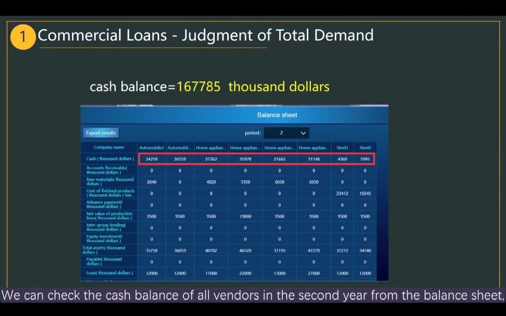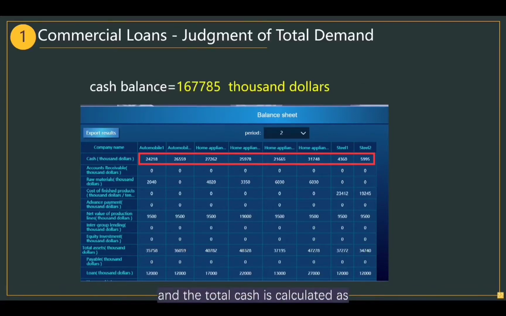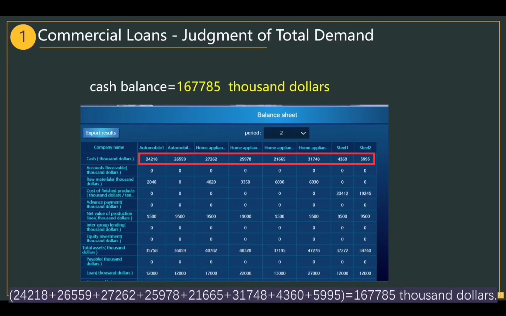We can check the cash balance of all vendors in the second year from the balance sheet, and the total cash is calculated as $24,218 plus $26,559 plus $27,262 plus $25,978 plus $31,748 plus $4,360 plus $5,995 is equal to $167,785,000.